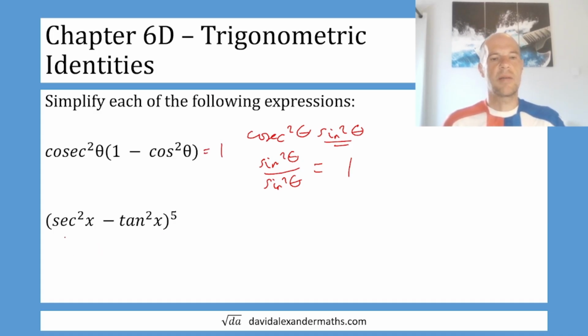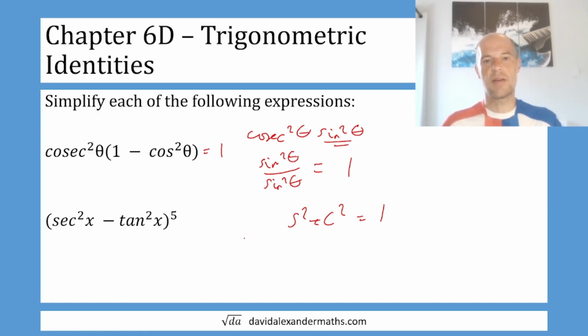Okay, so sec squared x. I know that sine squared plus cos squared equals 1. There was one with tan squared, and I believe the tan squared one was linked to the sec squared one anyway.